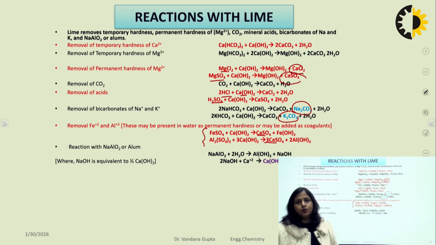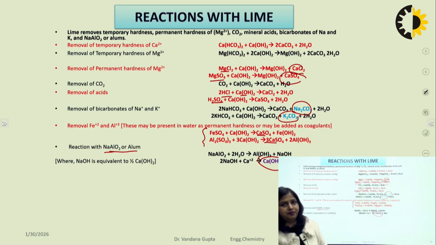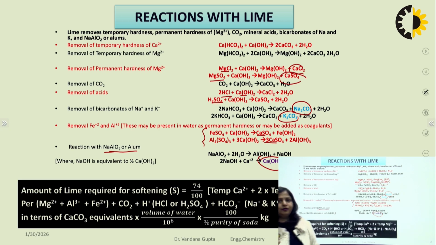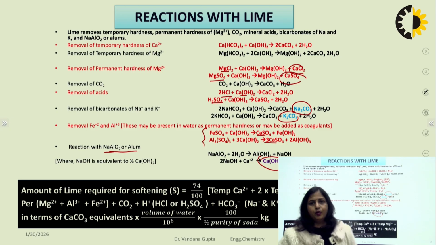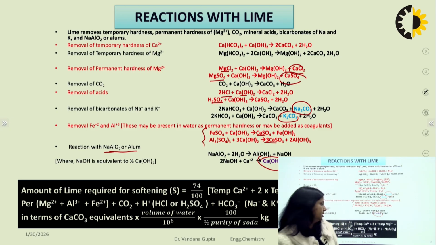If we use coagulant for precipitate formation, then the coagulant reacts with hard water and forms lime. So this amount of lime has to be subtracted in the lime calculation. So the equivalent amount of coagulant, if we use sodium aluminate, then the equivalent amount of sodium aluminate has to be subtracted in the lime calculation. So finally, we get this formula for the requirement of lime in numerical problems.